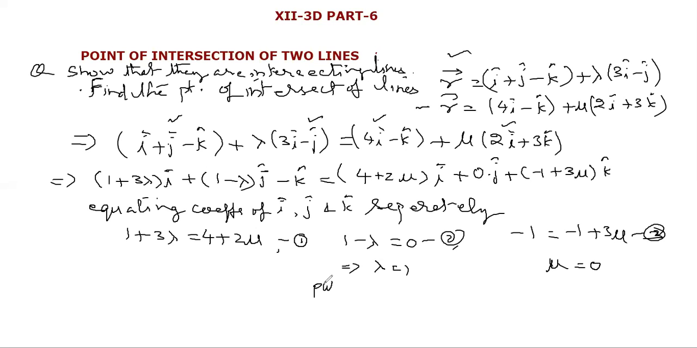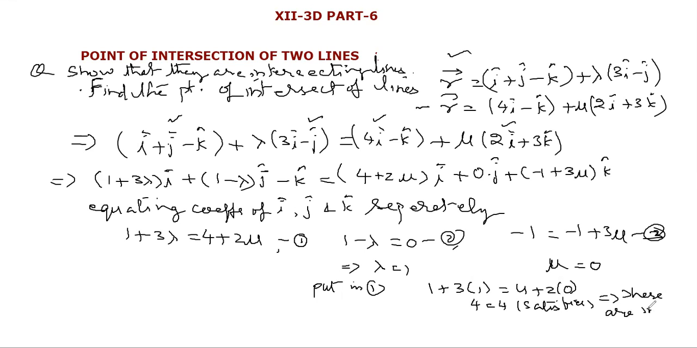Put in the first: 1 plus 3 lambda means 4, equal to the right hand side 4 plus 2 mu, which is 4. So 4 is equal to 4. This satisfies. Therefore, these are intersecting lines. So for intersecting lines, we have to do like this.